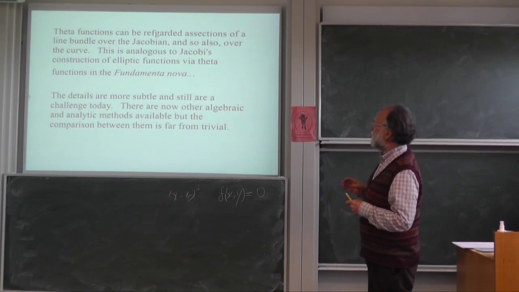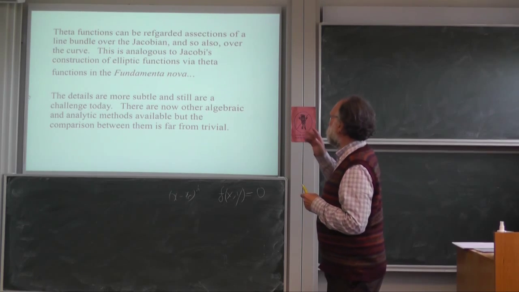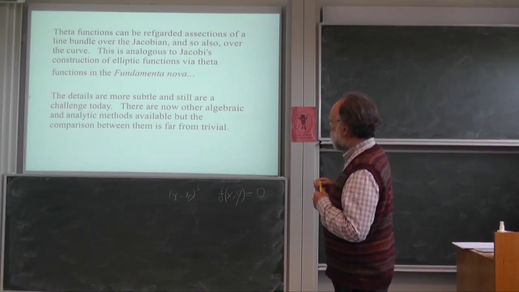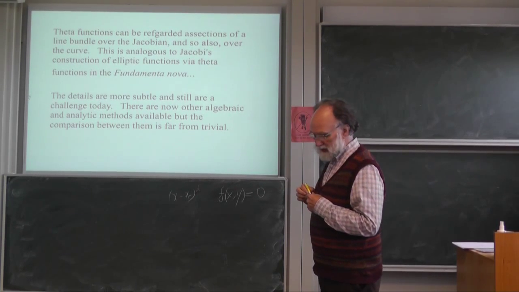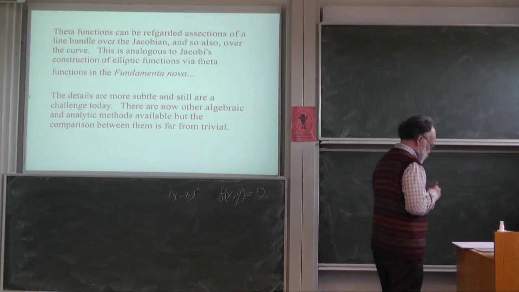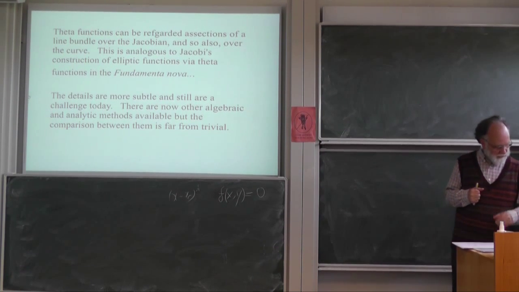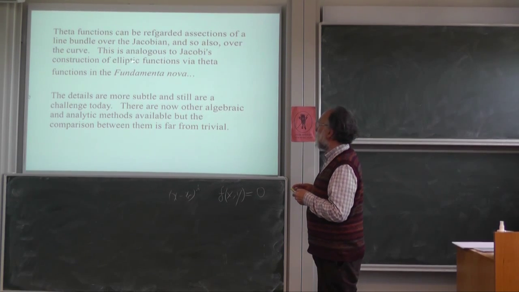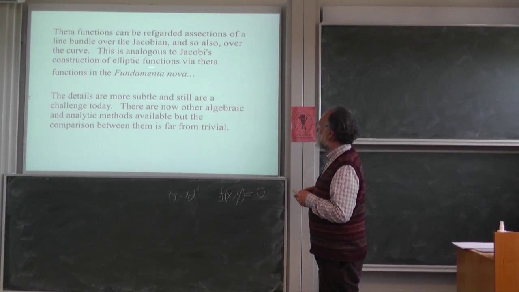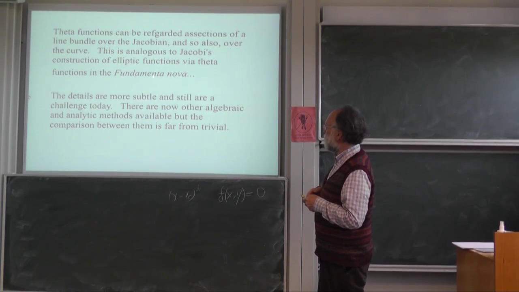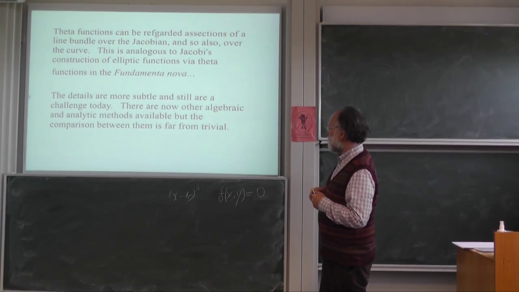I don't think you want to know overmuch about this, but the theta functions can be regarded as sections of a line bundle over the Jacobian. And so what this means is that you can actually develop a theory of functions on an algebraic curve using theta functions, and it's analogous to Jacobi's use of theta functions for developing the theory of elliptic functions, the theory that is described in the Fundamenta Nova.